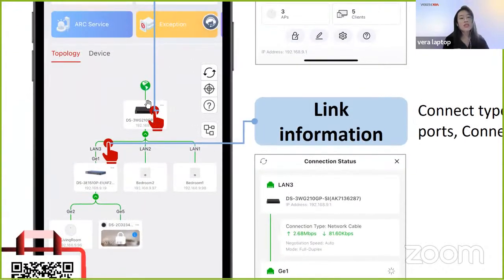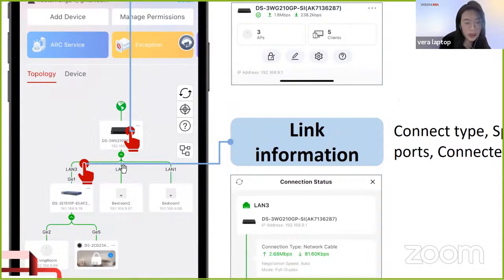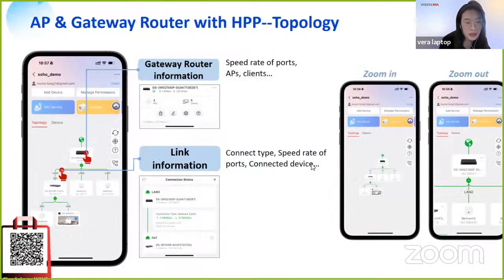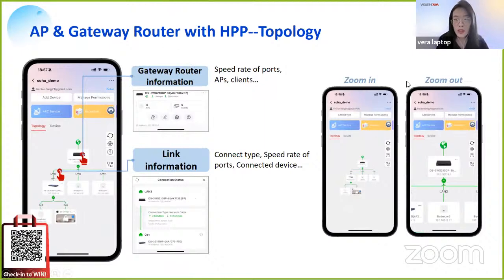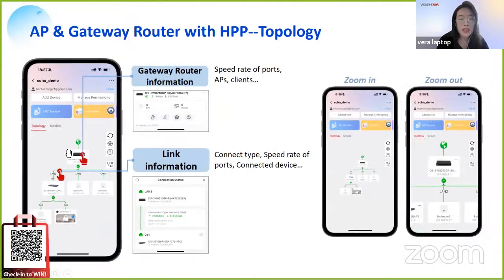So this is not random. This is according to how you do the connection. For example, you can find here LAN 1, 2, 3. So this is the true port connection of this gateway router. All right, we can zoom in and zoom out, similar to what I was doing before. Zoom in and zoom out for the topology.